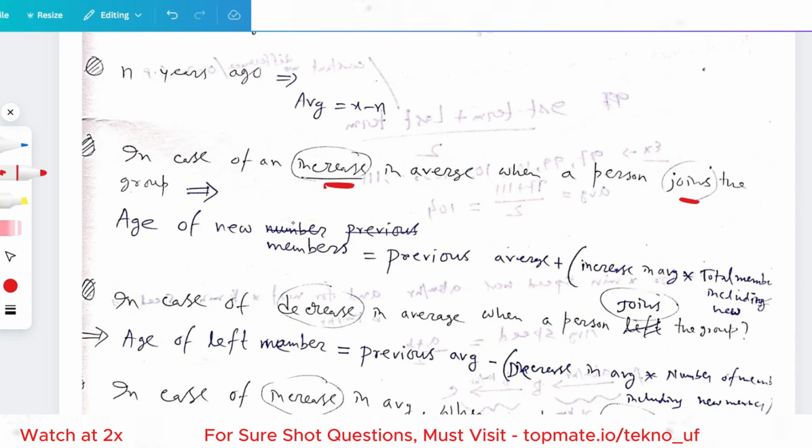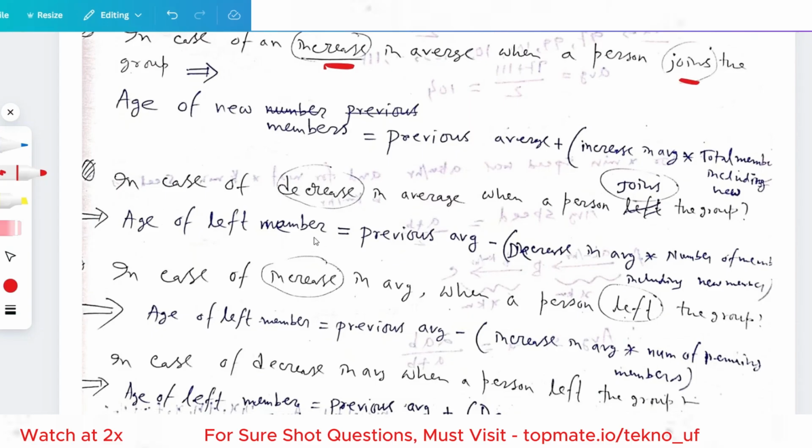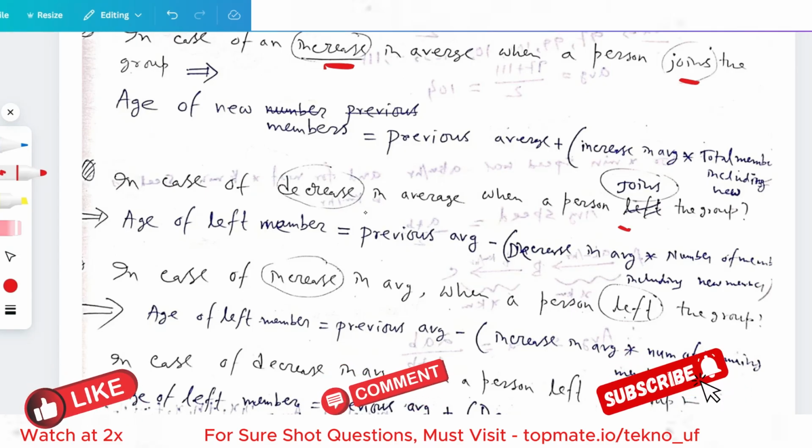Okay, so I'm going to share a real example. From this formula you can calculate the previous average, or the increase in average. So you can calculate all these values. Let me show the next special case: in case of decrease in average when a person joins the group, the age of the new member will be previous average minus decrease in average into number of members including the new member. I'm going to share a real example so that it will be easier to understand.